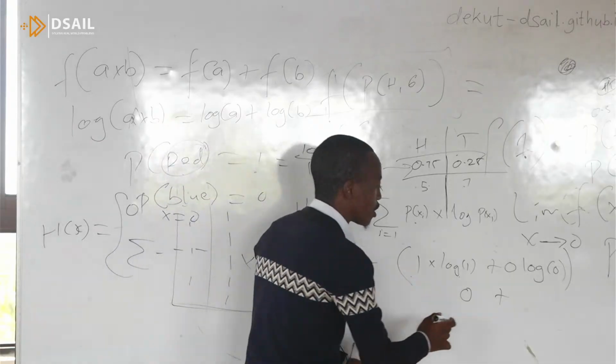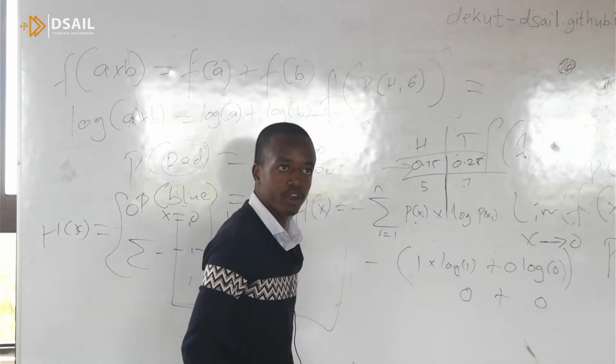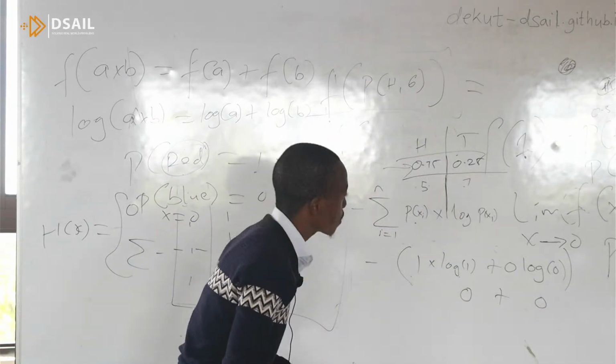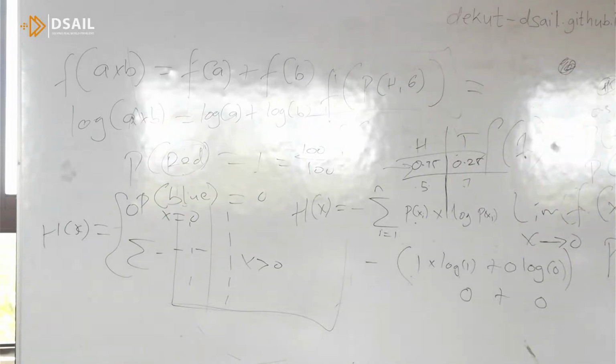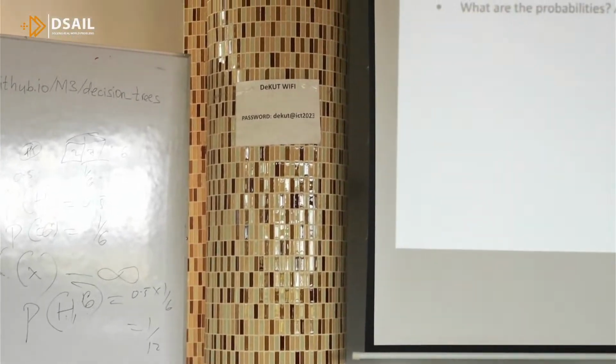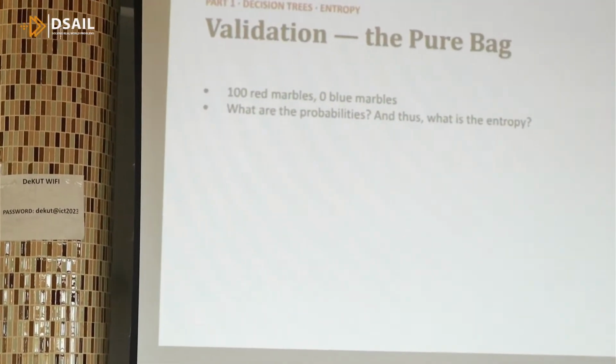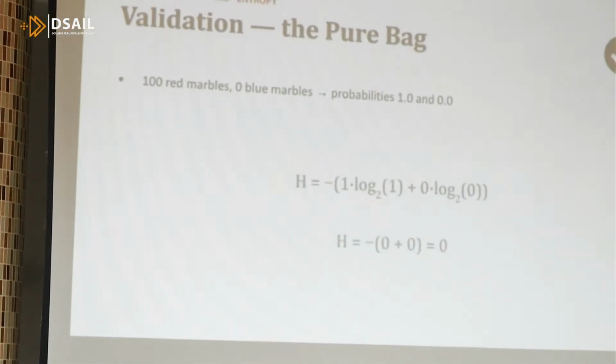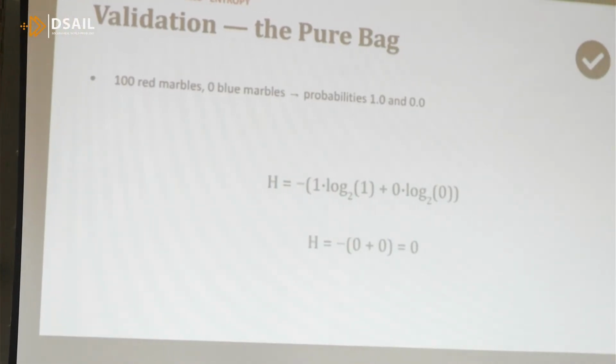So this will be what? 0. You get that point? 0 plus 0, negative of 0, 0. So what is our entropy? Do you get that point? And we realize that the measure of surprise of me picking a red ball, or any outcome from there, is 0. And that's the example that we have there.